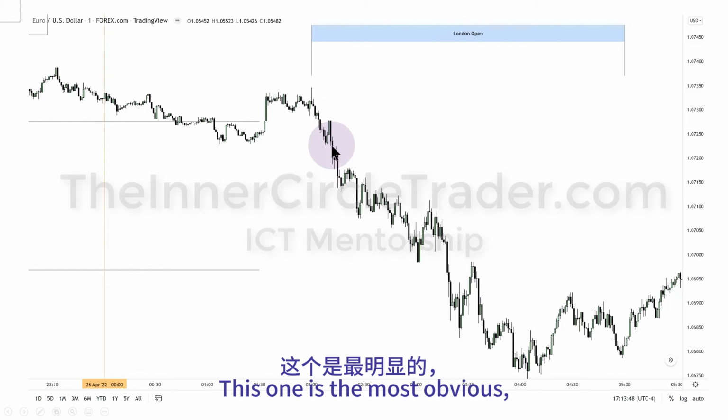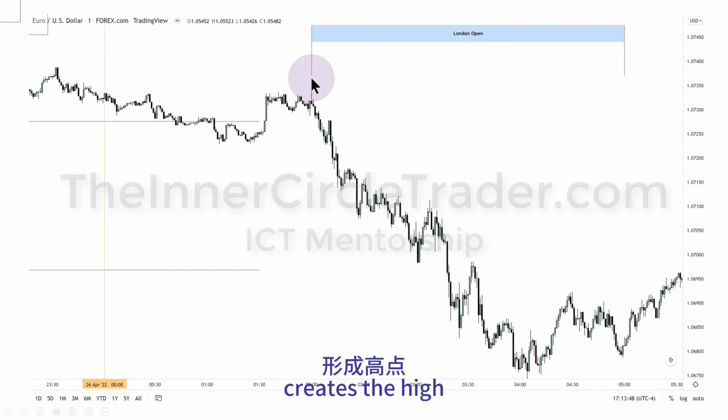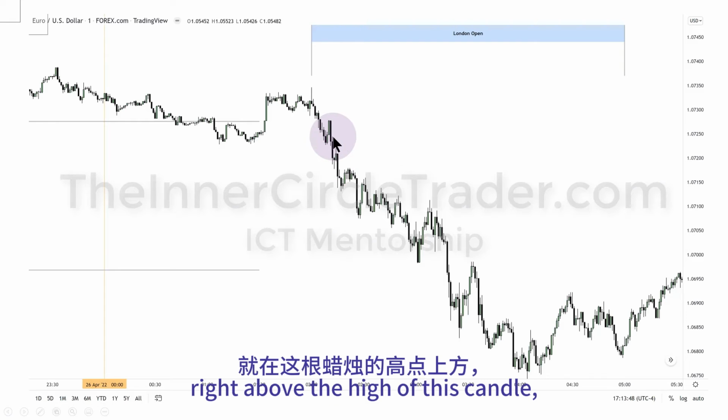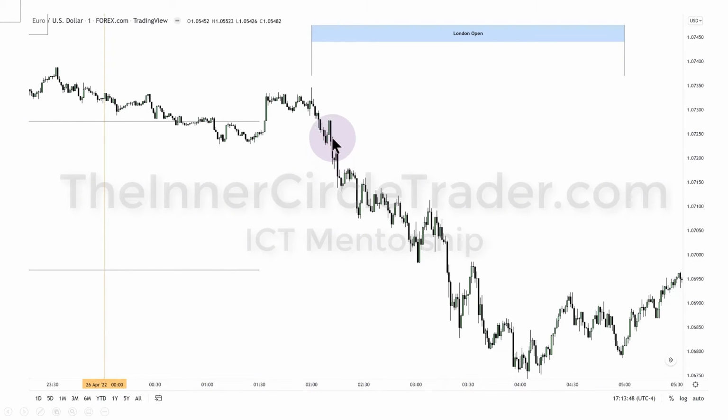This one is the most obvious, okay, because you're going to be looking at this swing low. It rallies up, creates the high in the London session, go down to here. Do we break that low? Yes. Is there displacement? Yes, right here. Then we have what? Fair value gap. Trade up into it. There's your short for London. Where's your stop going to be? Here, for conservative, aggressive, right above the high of this candle, which sets the stage for the fair value gap.